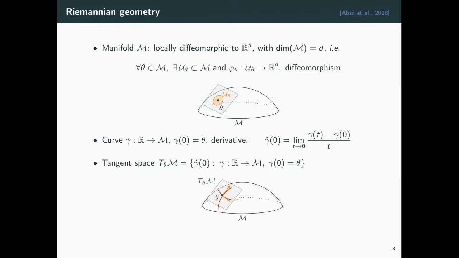From there we can define derivatives of any curve on the manifold. We can take a curve and take the derivative with the classical definition, and this gives the tangent space as the set of all the derivatives of any curves going through some point theta.